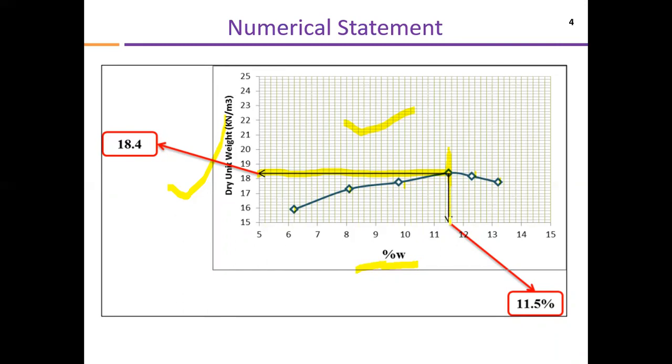Now the point that it will touch on the x-axis will be the value of the OMC, like this. And the point that it will touch on the y-axis will be the value of gamma D maximum, like this. So this is how we are finding the value of OMC and maximum dry density.